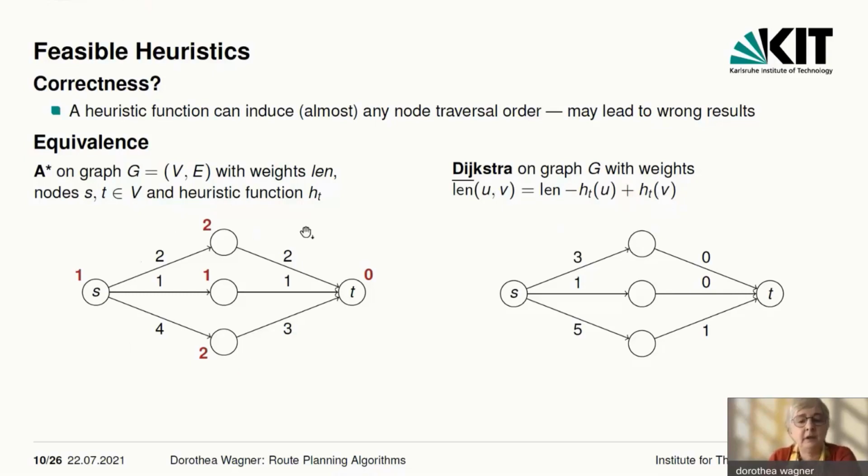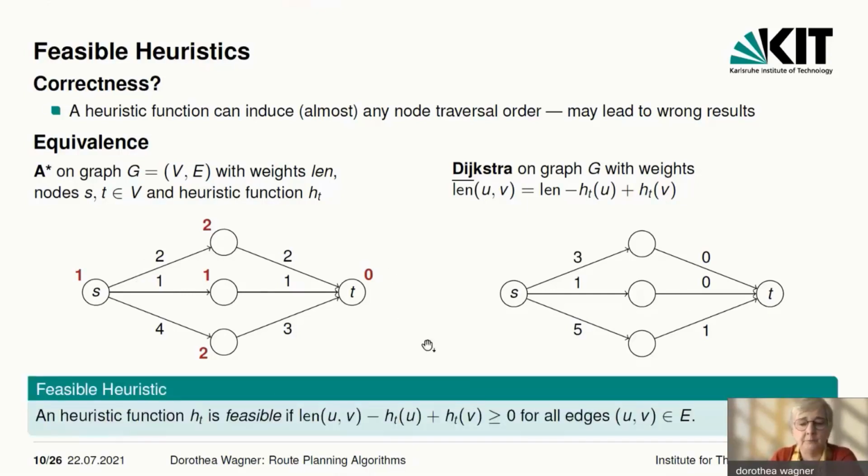So applying A star here with these potentials is the same as applying Dijkstra's algorithm here with this new length function. And from this consideration, we can deduce that a heuristic function is feasible, say guarantees shortest path, if the length function, the length of the edge UV or distance UV minus the potential of U plus the potential of V, is non-negative for all edges.